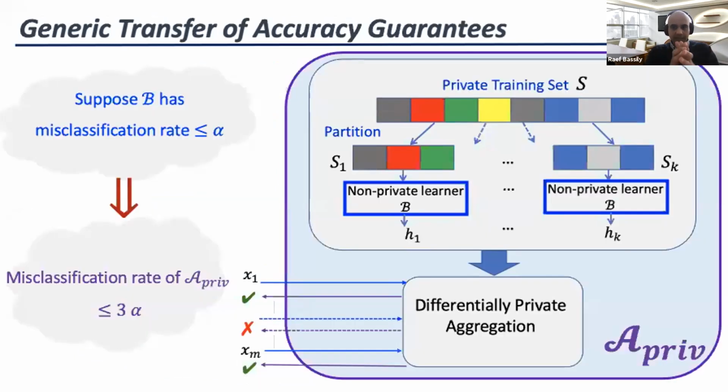Finally, we can formally transform the accuracy guarantees of the underlying non-private learner into accuracy guarantees for our private predictions. In particular, suppose that the misclassification rate of the non-private learner is at most some fraction alpha, then we can show that the misclassification rate in our private prediction is only a constant factor larger, in particular at most 3 alpha.